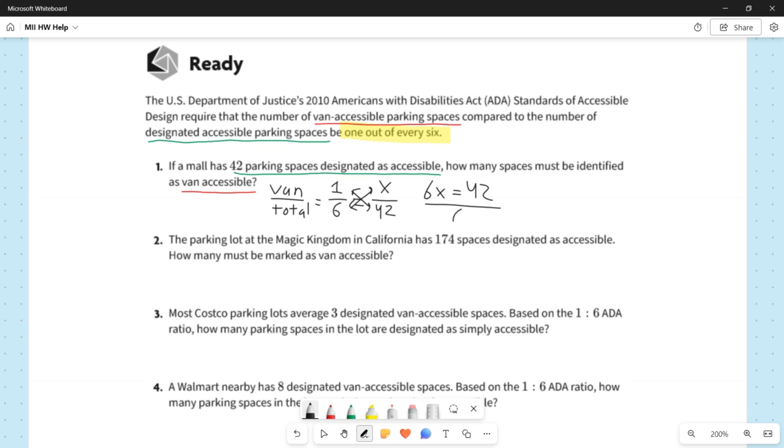And then in order to get x by itself, we divide everything by 6. And so we get that x has to be 42 divided by 6, which is 7. And we're talking about van accessible, so we're just 7 spots.